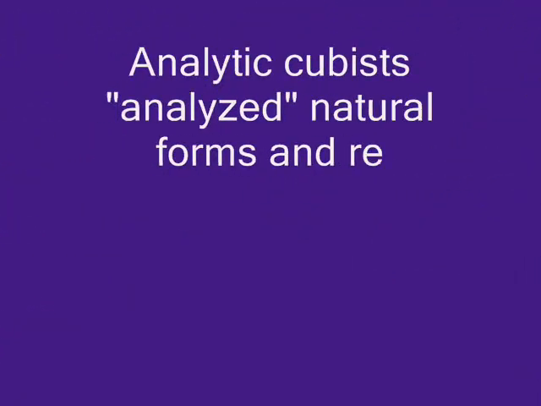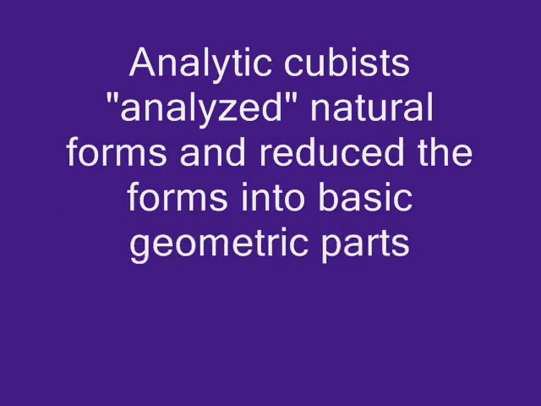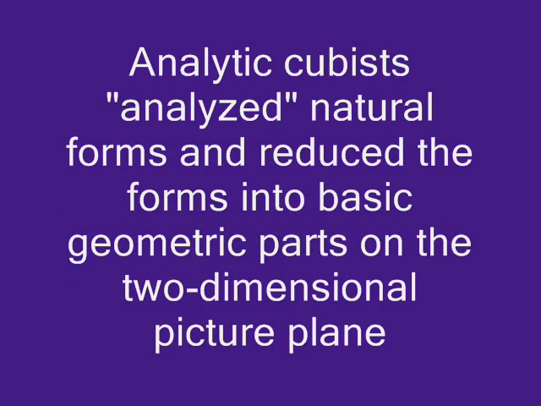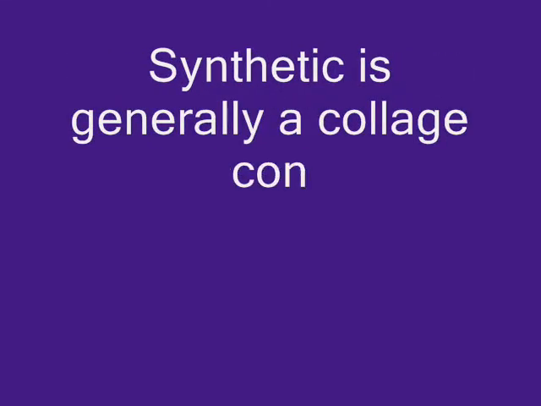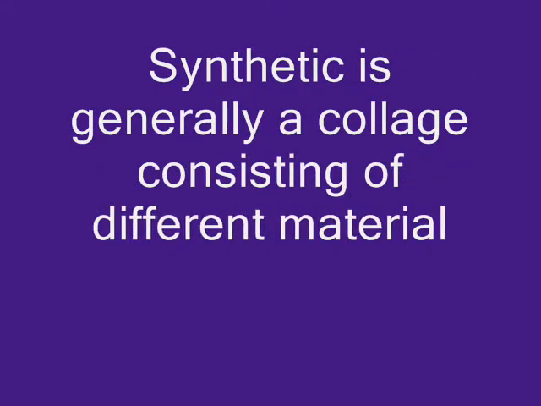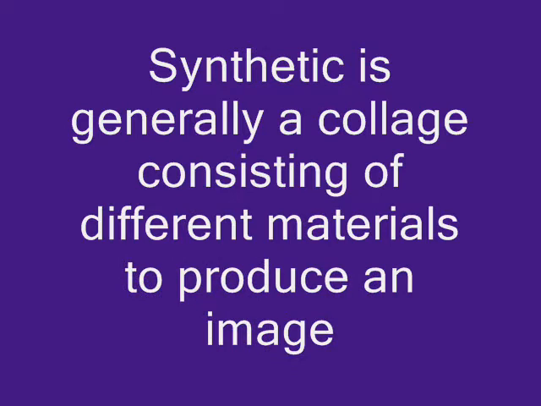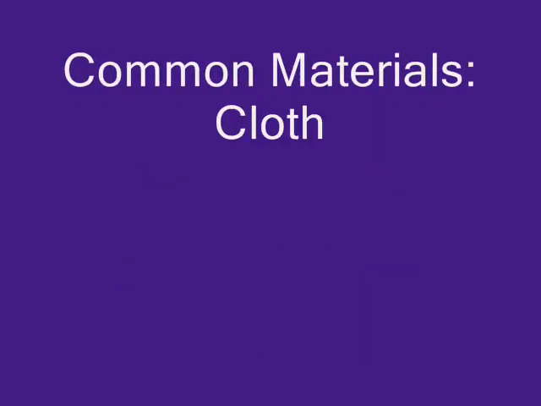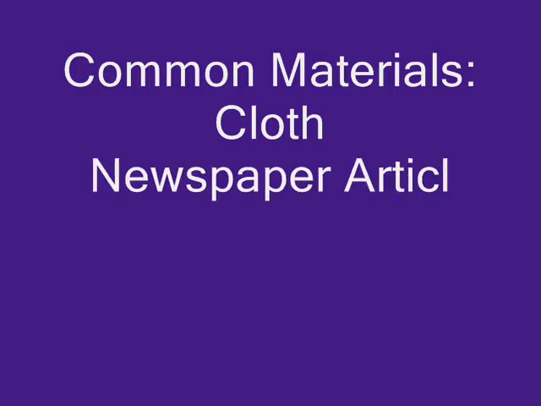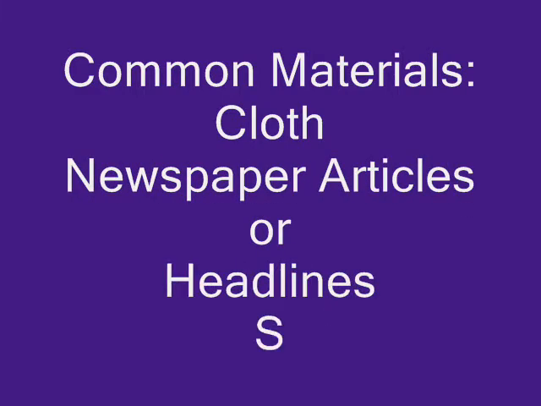Of course. Analytic cubists analyze natural forms and reduce the forms into basic geometric parts on the two-dimensional picture plane. Synthetic is generally a collage consisting of different materials to produce an image. Common materials for synthetic cubism often included cloth, newspaper articles or headlines, and sheet music.